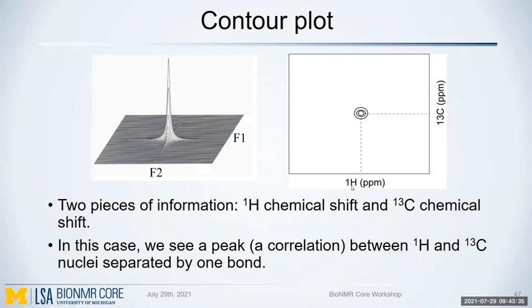So here, in this 2D NMR spectrum, you have proton on the x-axis. In this example, you have carbon-13 on the y-axis. These peaks actually look like contours, and those contour lines represent the intensity of the peaks. From this 2D NMR experiment, in this example, you get 2 pieces of information, the proton chemical shift and the carbon-13 chemical shift. And in this case, this cross peak indicates a correlation between a proton and a carbon nucleus that is separated by 1 bond.